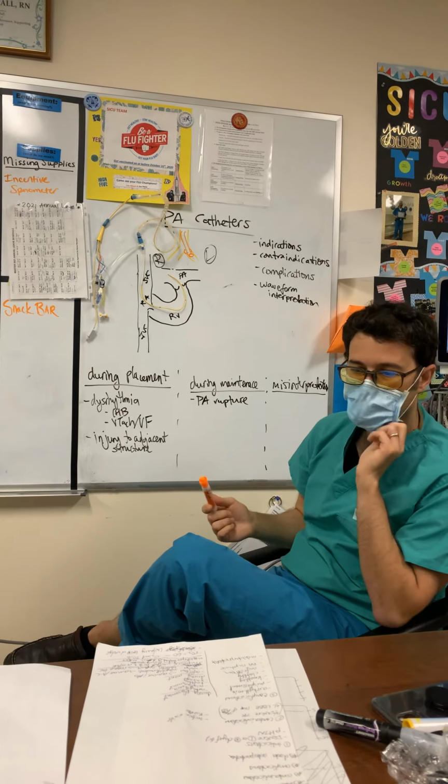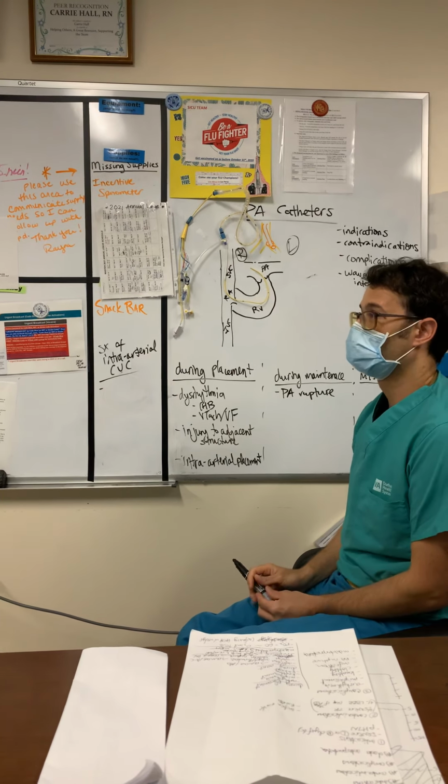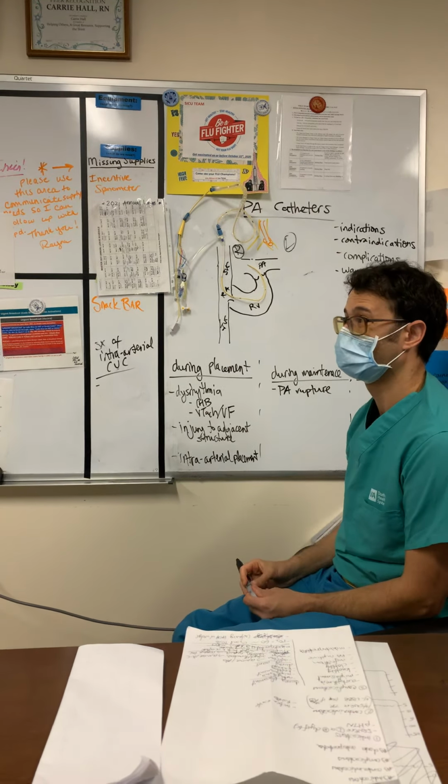So signs of intra-arterial CVC. Color's a tough one, but you're right. I mean, bright red is concerning. Sometimes our patients are very oxygenated, and their venous blood can look kind of reddish. So color plus minus. What else?